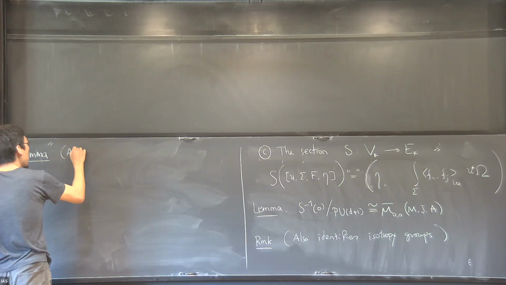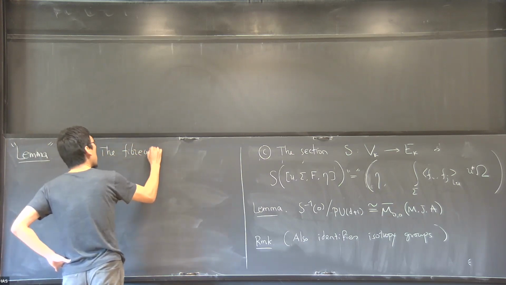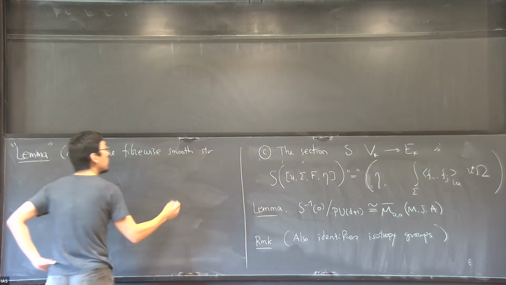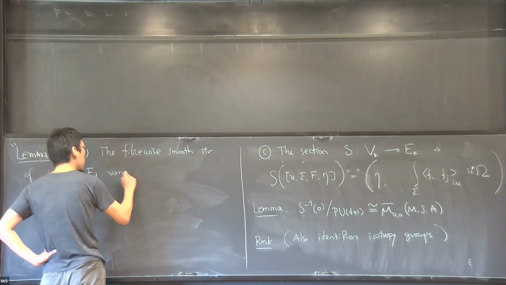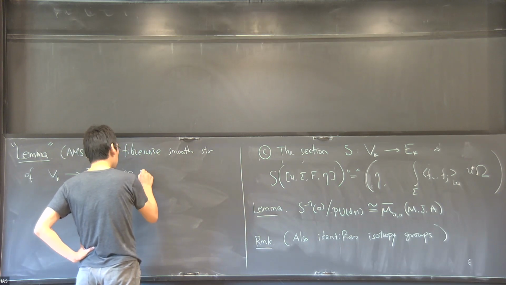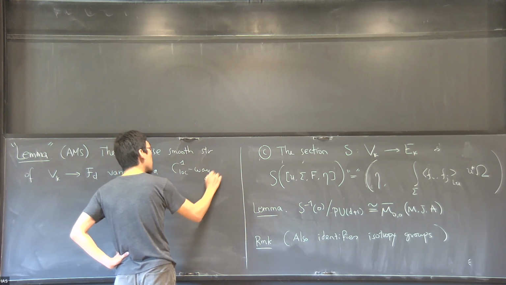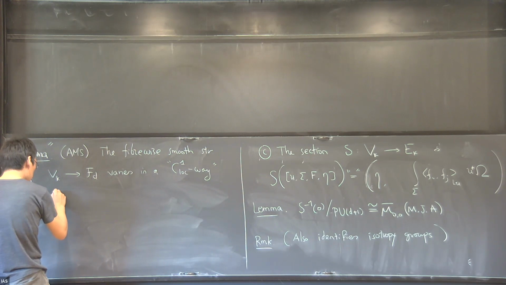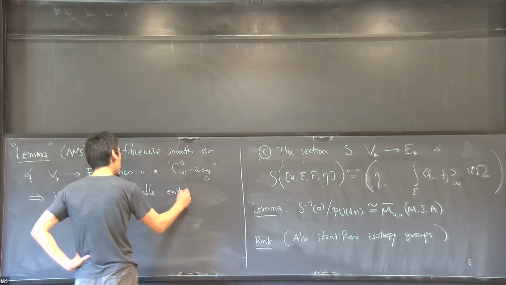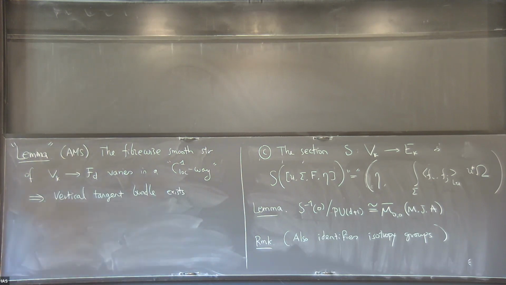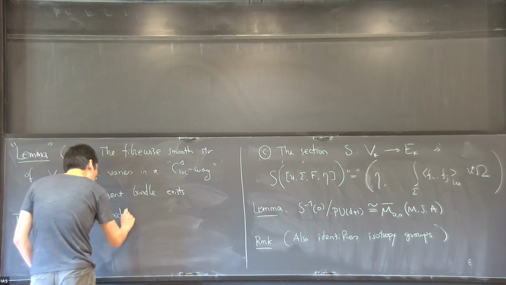Let's take the potential. The fiberized smooth structure varies in a so-called C1 local way. That implies the vertical tangent bundle. Yeah, there is a little bit more. You have to look at the proof of the gluing theorem actually to derive this. So then one has a candidate tangent bundle.